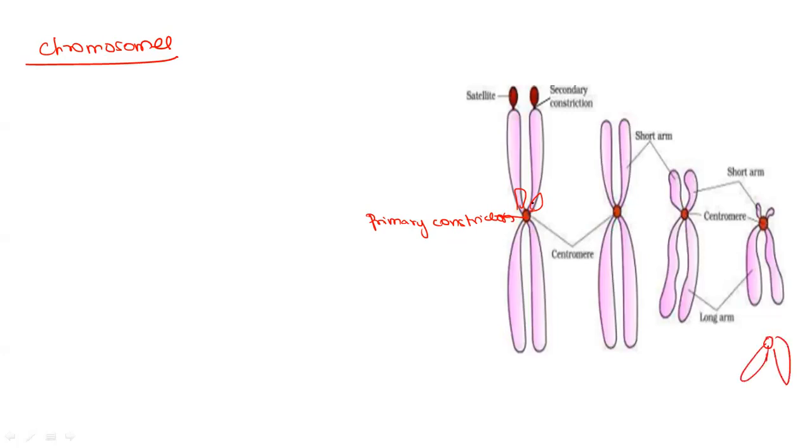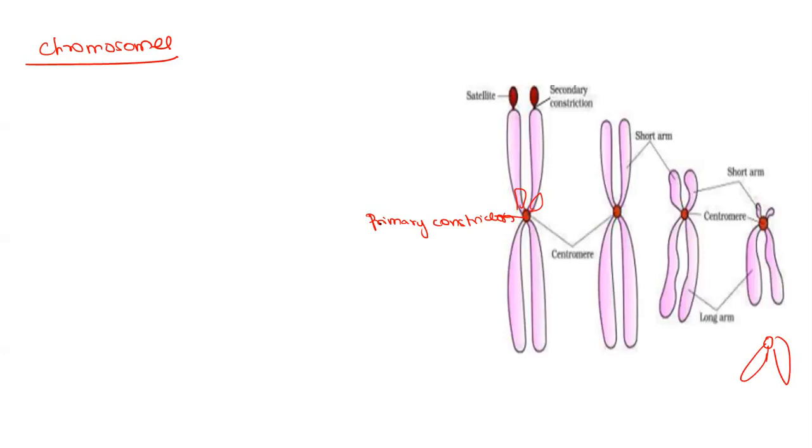So here you can see that the centromere is very much in the center. Here the centromere is not in the center, so there are short arms and long arms, not equal arms. Here the centromere is too much at one end, and here it's completely at the top. So how did we divide these chromosomes? Chromosomes are divided based on the position of the centromere.